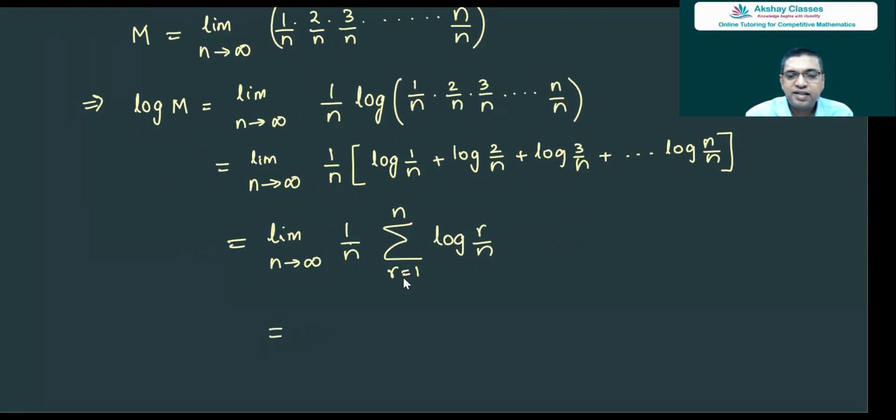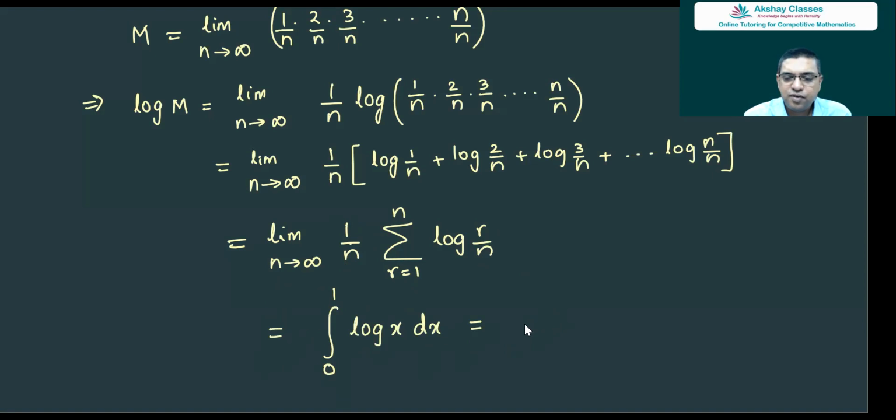So this sigma becomes integral 0 to 1, as long as it is 1 by n. If it is b minus a by n, and a plus r into b minus a by n, that form, then it is integral a to b. But so far we are doing 0 to 1. So 1 upon n becomes dx. Log of r upon n is log x.